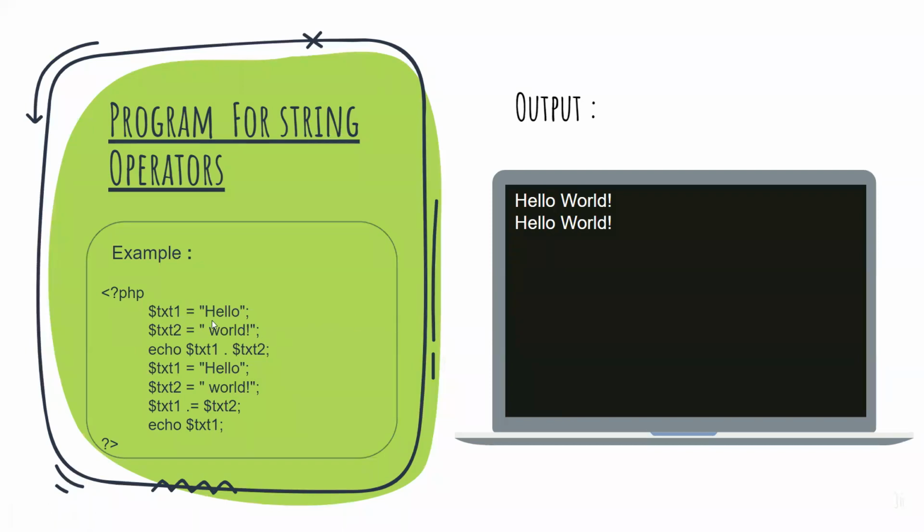Text one is a variable which has hello information, and then text two has world. And now when I try to print text1 dot text2, it gets concatenated. In a similar way, dot equal to also works.